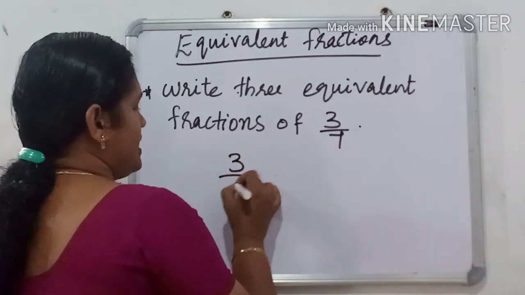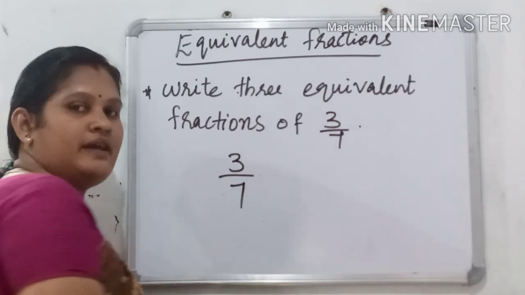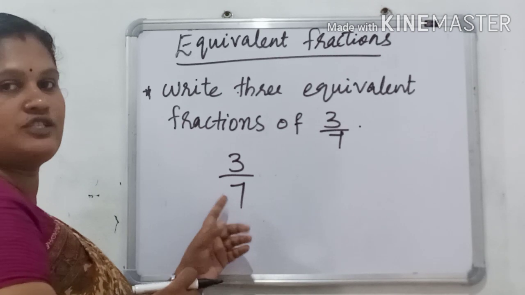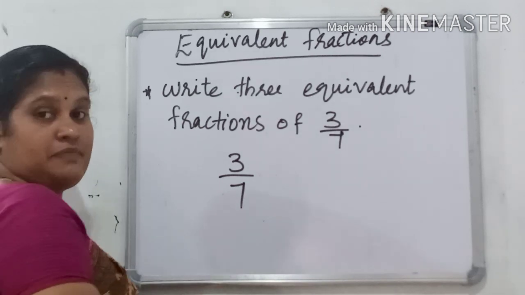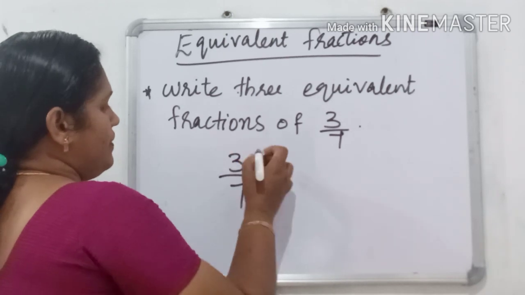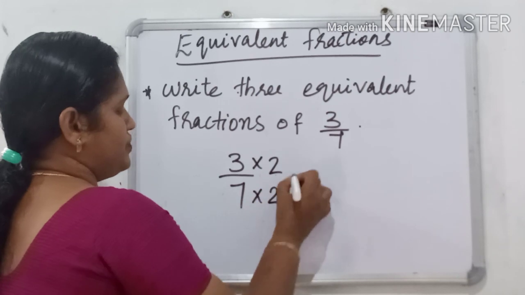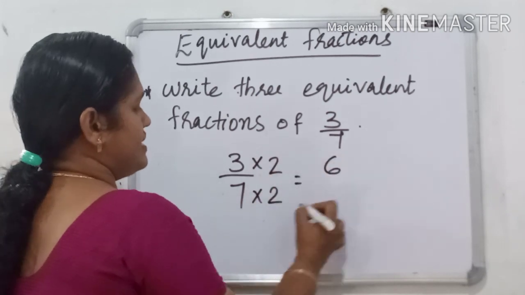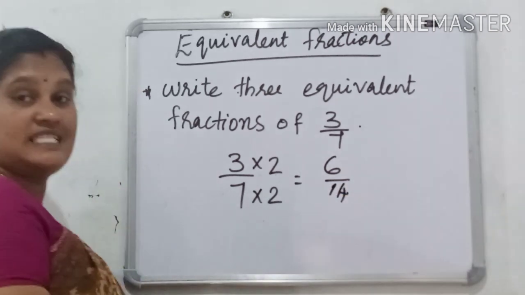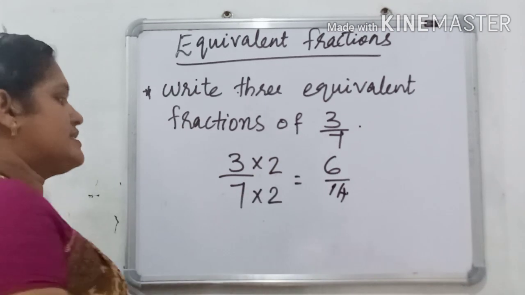3 by 7. 3 is a prime number and 7 is also a prime number. Here there is no common factor, so we cannot divide both sides by the same number. But we can multiply both sides by 2. 3 2s are 6, 7 2s are 14. 6 by 14 is an equivalent fraction of 3 by 7.